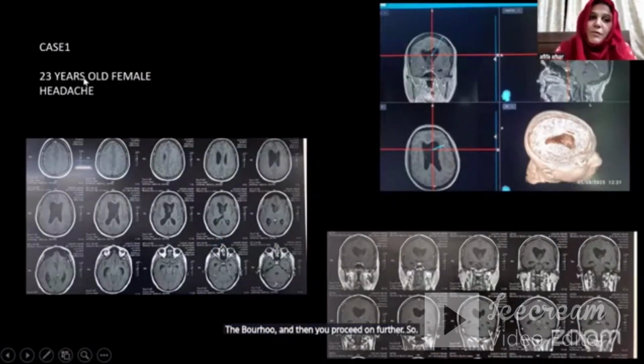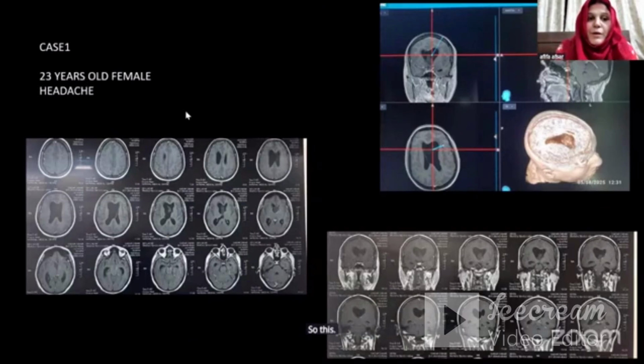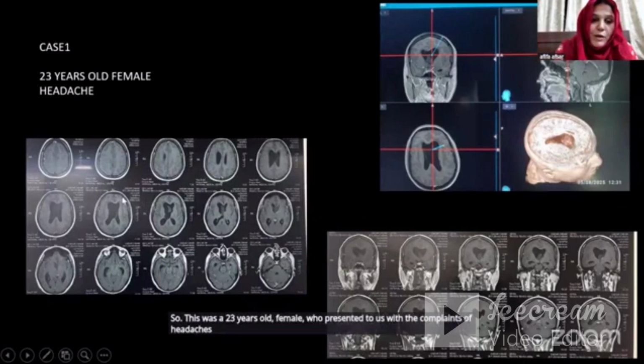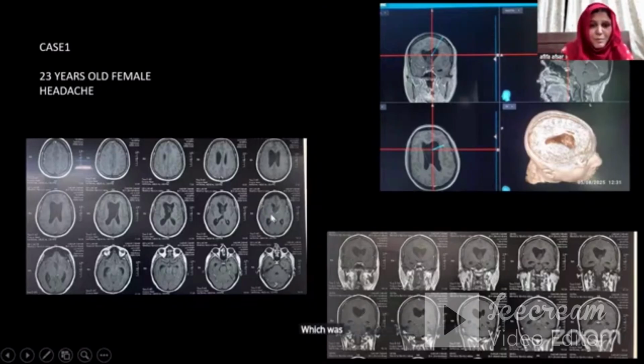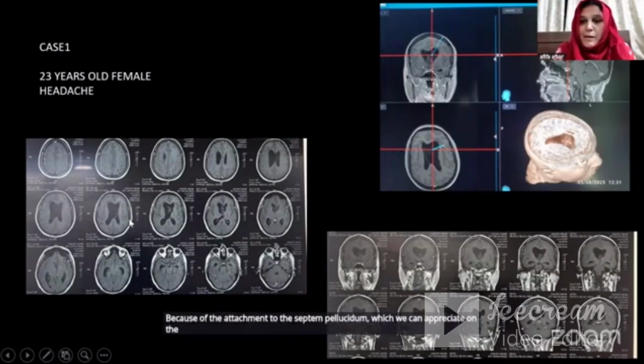So we'll be discussing a few cases that we did with the help of the syringe port. This was a 23-year-old female who presented to us with complaints of headache. She had a large intraventricular lesion, primarily in the right lateral ventricle, which had a slight contrast enhancement. It likely looked like a subependymoma because of its attachment to the septum pellucidum, which we can appreciate on the coronal as well as the axial images.